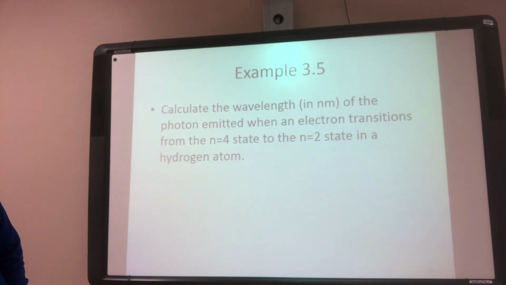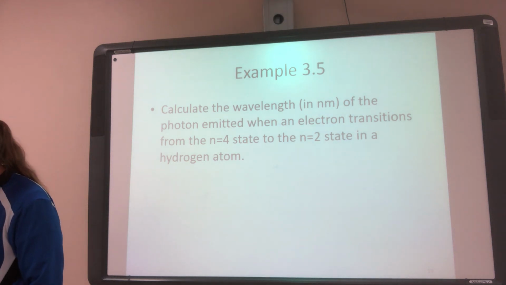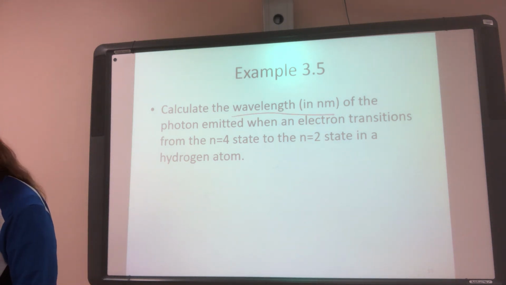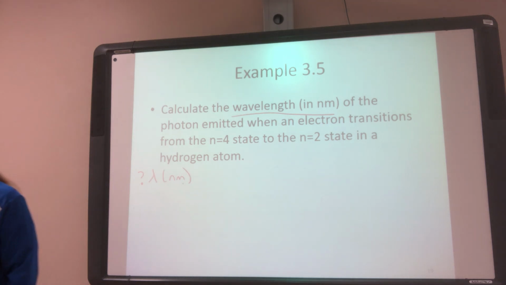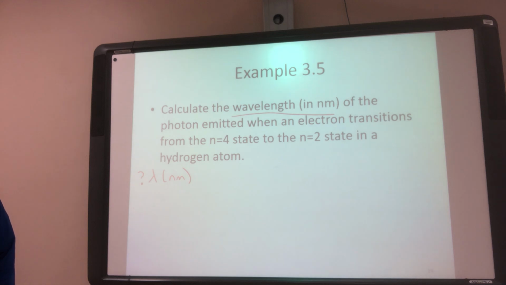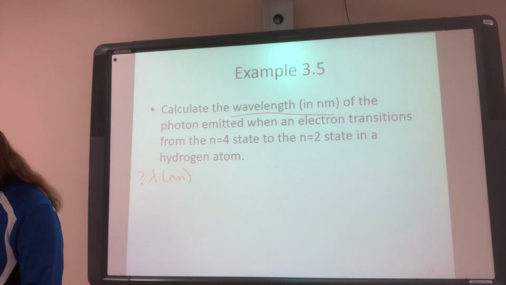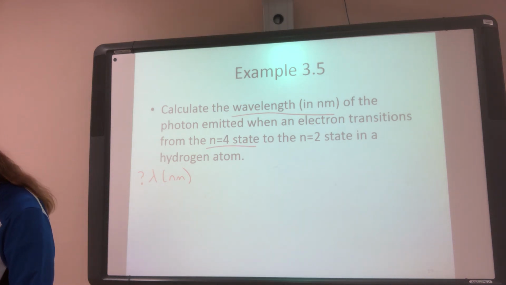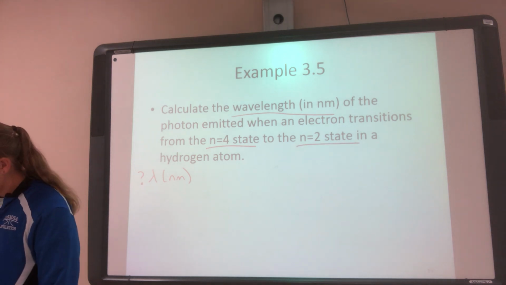So this says, calculate the wavelength in nanometers of the photon emitted when an electron transitions from the N equals 4 state to the N equals 2 state in a hydrogen atom. So lots of words. So what am I looking for in the problem? I'm looking for the wavelength, and I want it in nanometers. The next question is, well, what did they give me? They gave me the N equals 4 state and an N equals 2 state.